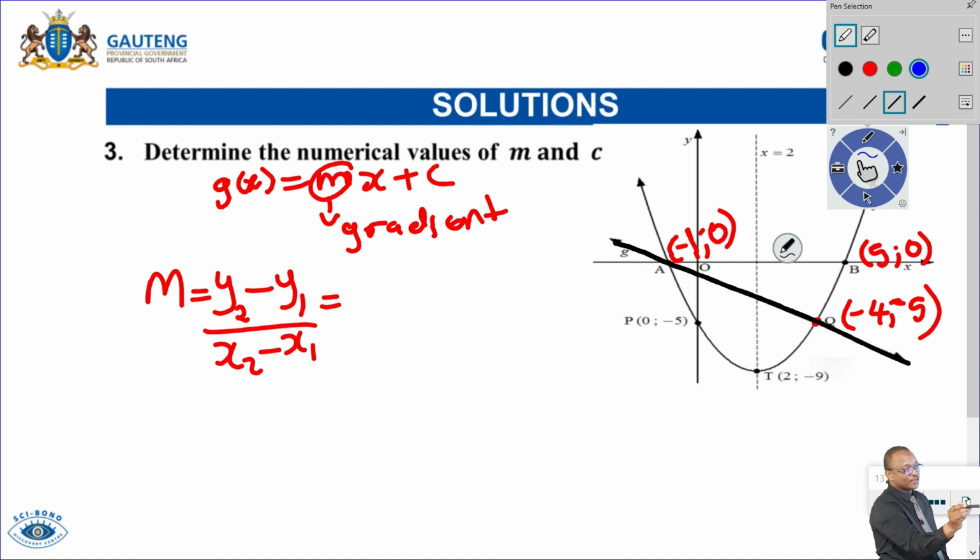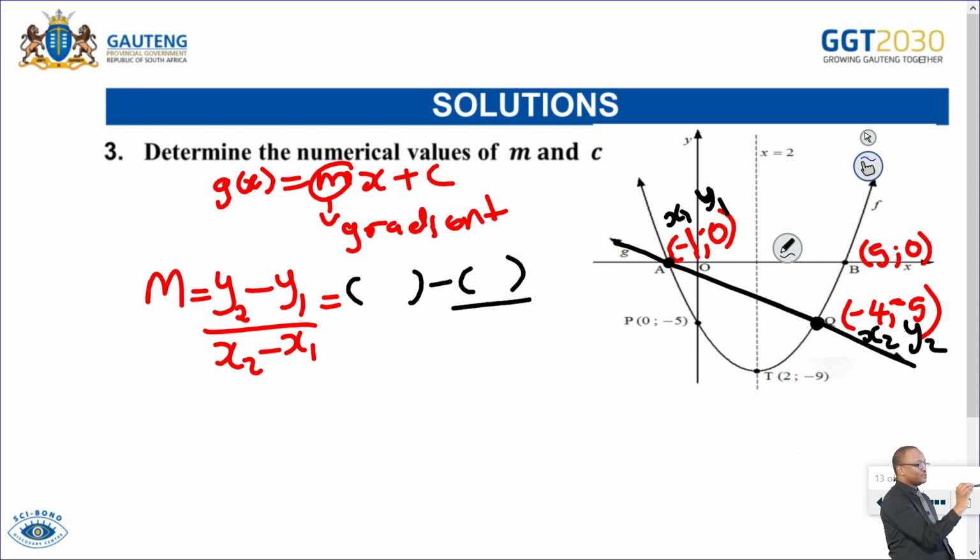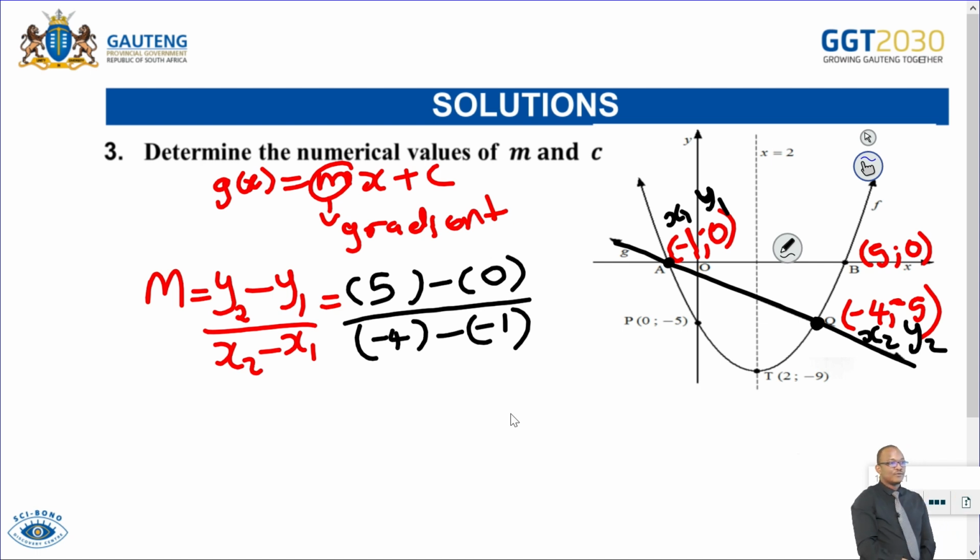Looking at those points, straight line there, we have Q, we have A there. Correct? So now, this can be x1 and y1. This one is going to be x2 and y2. So now, we use the bracket when we substitute. y2 is 5. y1 is 0. x2 is negative 4. x1 is negative 1.